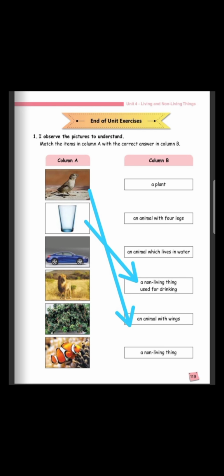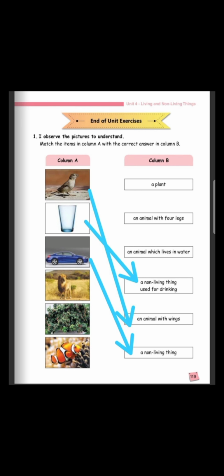Now let us see the next picture, the blue car, and we have to match to column B. Let us start to read. A plant. Is a car a plant? No, wrong answer. Is it an animal with 4 legs? No, the car is not an animal, wrong answer again. An animal which lives in water. The car cannot be an animal. So wrong answer again. And lastly, we have a non-living thing. Yes, this is the right answer. Use your ruler to match.